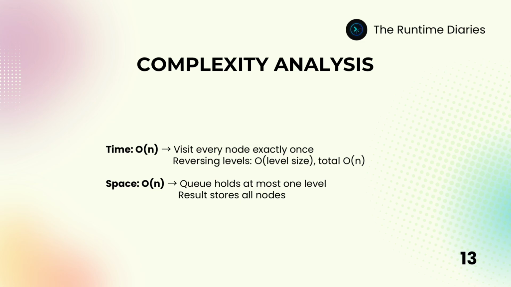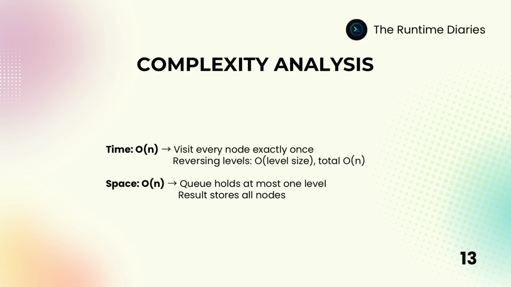This solution is optimal. You cannot do better than this asymptotically. The time complexity is O(n), where n is the number of nodes. We visit each node exactly once during the BFS traversal. And even though we reverse some levels, the total time spent reversing across all levels is still O(n), because each node is reversed at most once.